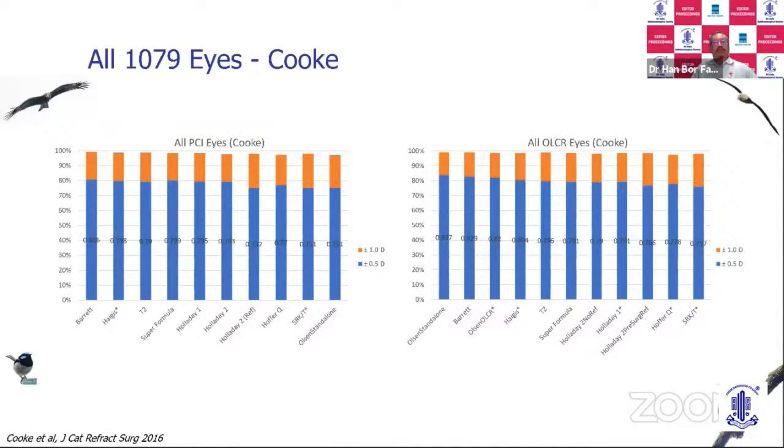What about the other data out there, the publications? This is one publication by Cooke, over 1,000 eyes, comparing PCI as well as OLCR eyes, and he says that Barrett, Haigis, and T2 do very well here. And for the OLCR, which is the Lenstar, Olsen and Barrett do very well here. Plus or minus half a diopter is over 80% or close to 80%.